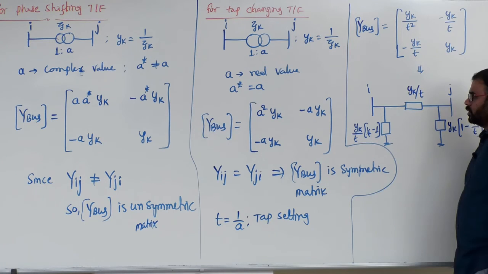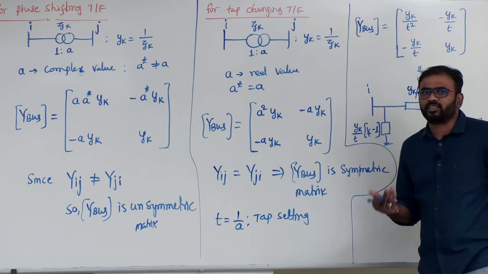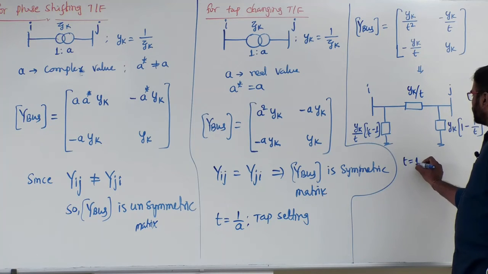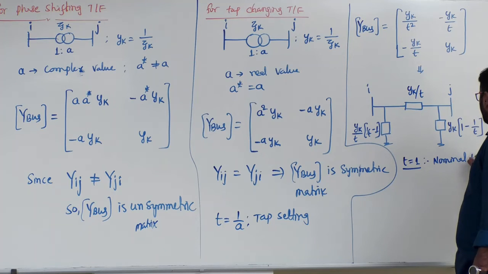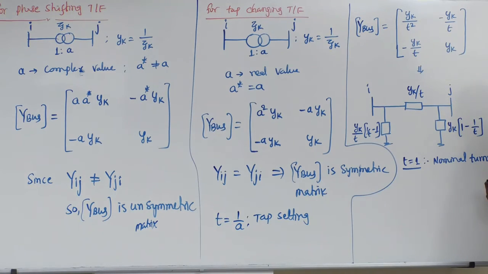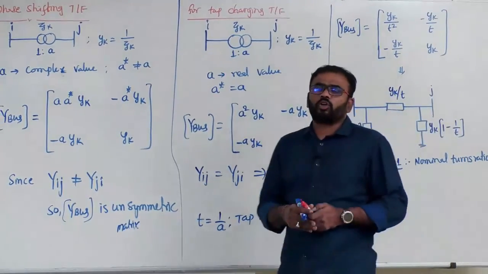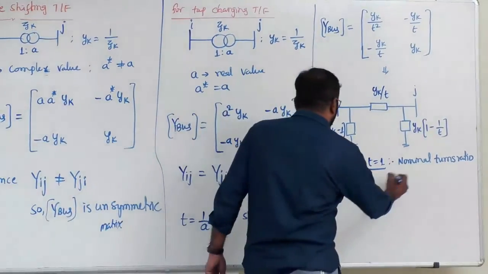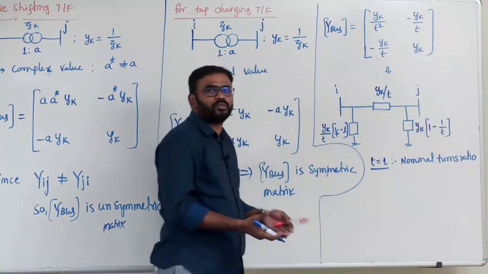Now just check. It is a tap changing transformer, but with nominal turns ratio. Nominal turns ratio means, as we discussed in T&D, T equal to 1. So T equals 1 for nominal turns ratio. If T equals 1, what is the equivalent circuit? This is 0 and this is also 0. Admittance 0 means open circuit.